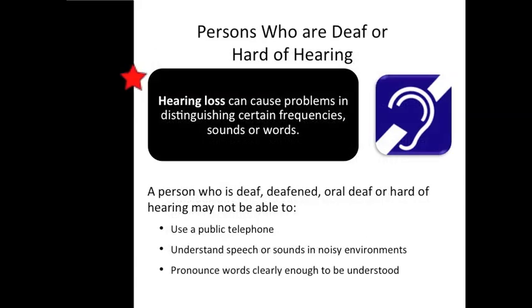Persons who are deaf or hard of hearing. Hearing loss can cause problems in distinguishing certain frequencies, sounds, or words. A person who is deaf, deafened, oral deaf, or hard of hearing may not be able to use a public telephone, understand speech or sounds in noisy environments, or pronounce words clearly enough to be understood. Keep in mind, a person with a hearing impairment may not hear fire alarms or other sounding devices.